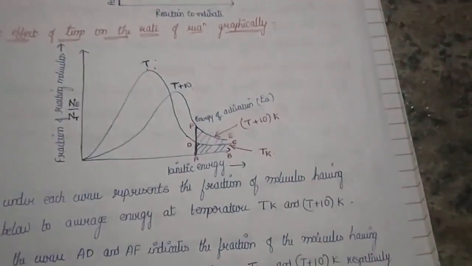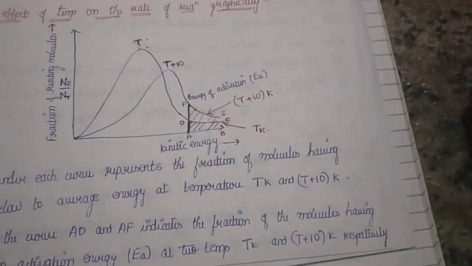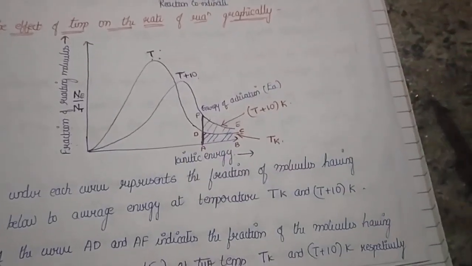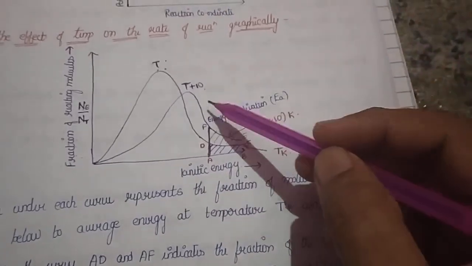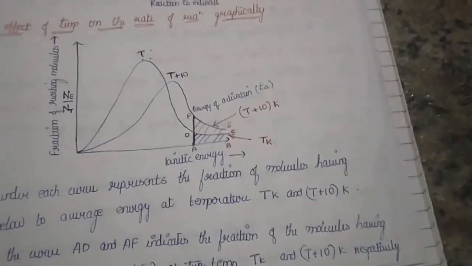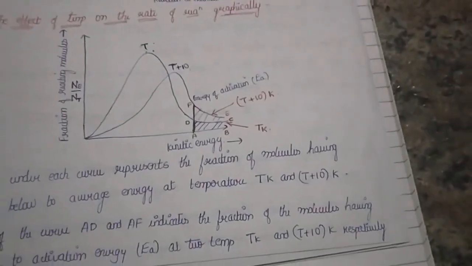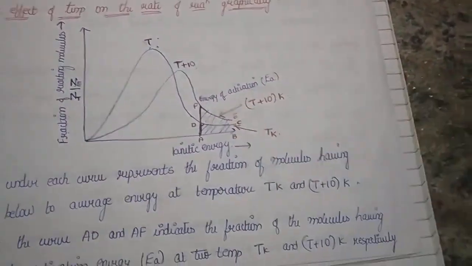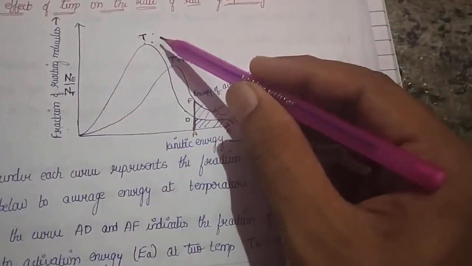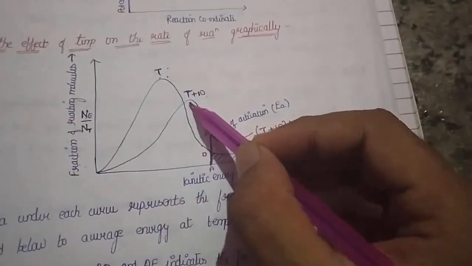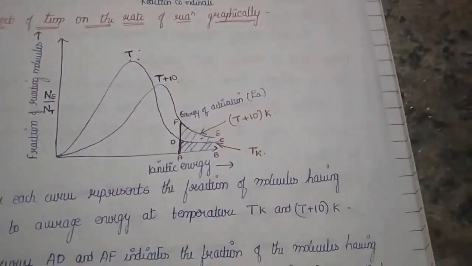So what happens when the shift is taking place? A greater proportion of the molecules will have the higher energies. Of course, these molecules will collide and reach the product. We know that. But now the question arises: sir, if you consider, as I have written, this is your energy of activation, then T Kelvin also has those activated molecules, and T plus 10 Kelvin also has those activated molecules. Then why is T plus 10 Kelvin giving you the higher rate of reaction?